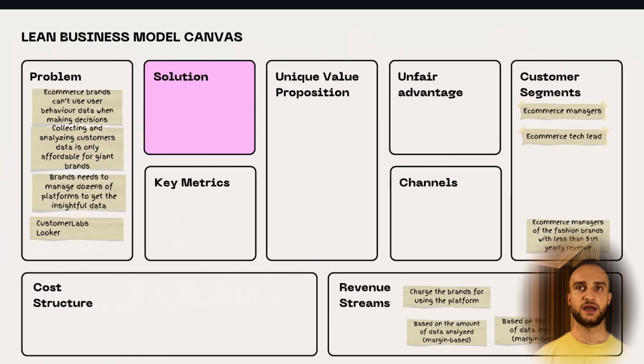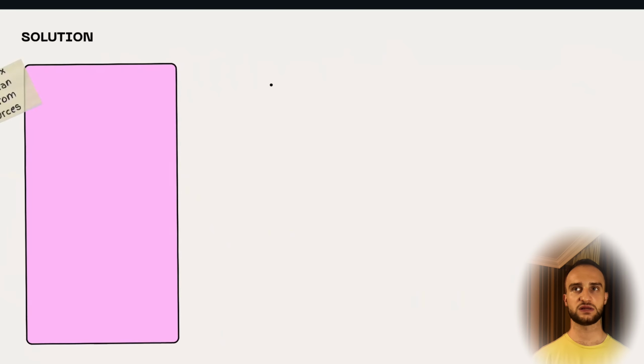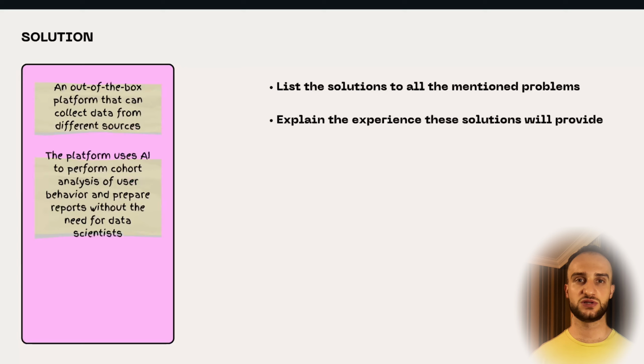So after we have revenue streams, we will go to the solution definition. Here we're going to define our solution as clearly as possible. The best way to define the solution is to list a solution for every problem we stated in the problems tab. Also, we want to explain the experience users will receive by using this solution. Getting back to our example, the customer data platform, we're going to provide an out-of-the-box platform that can collect data from different sources. The platform will have artificial intelligence capabilities to perform cohort analysis on user behavior and prepare reports without the need for data scientists.